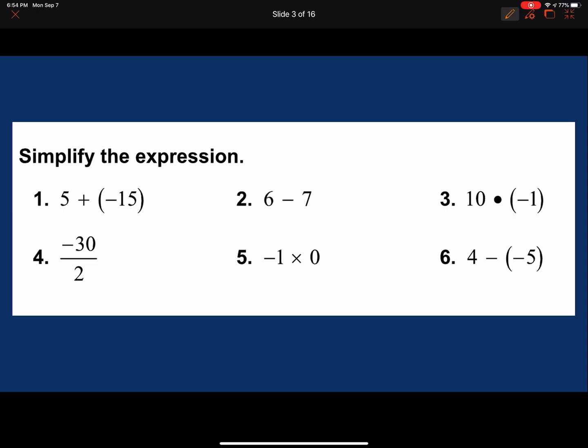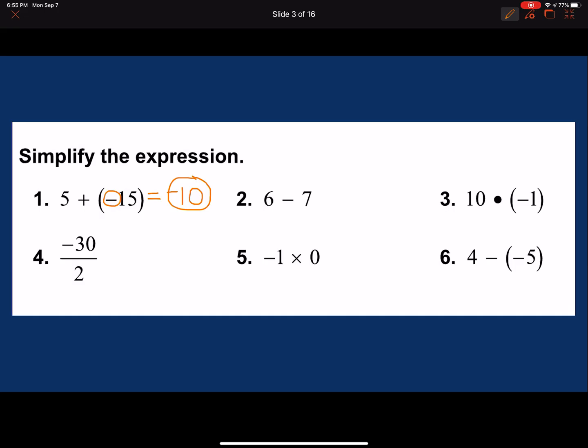Okay, looking at number 1, we have 5 plus negative 15. You can put that directly into the calculator, just as you normally would. Or you can think about your integer rules. When you're adding different signs, you take the sign of the greater numerical value and you find the difference. And the difference between 5 and 15 is 10, making that a negative 10.